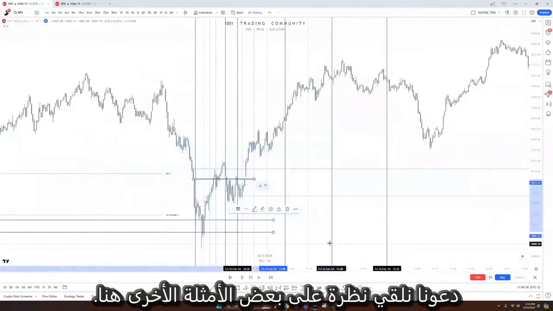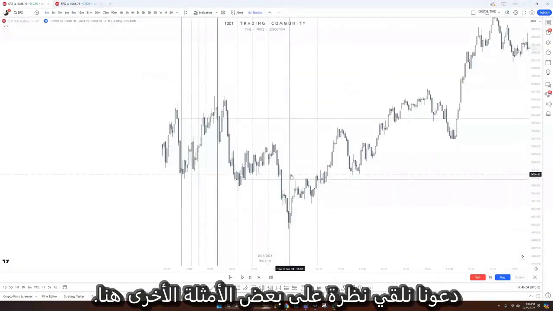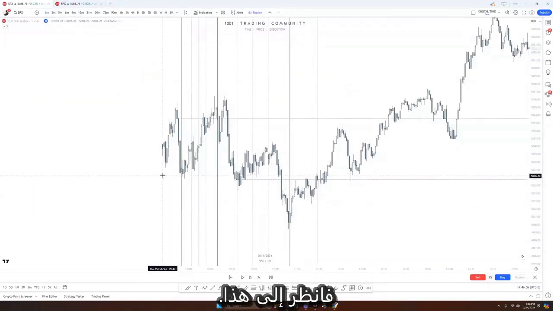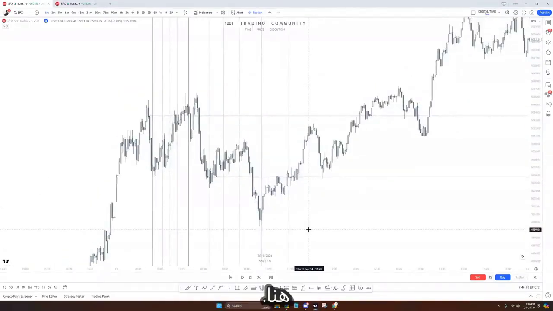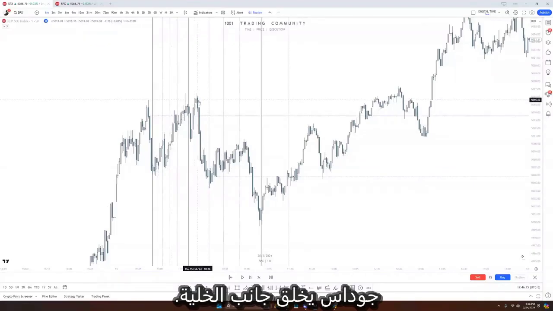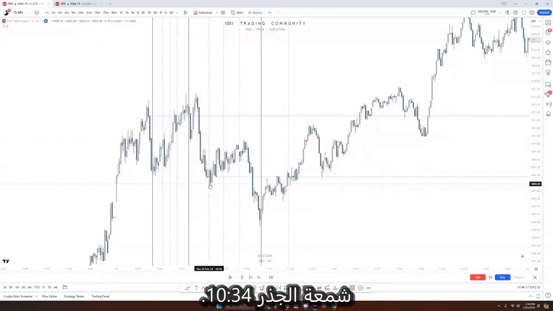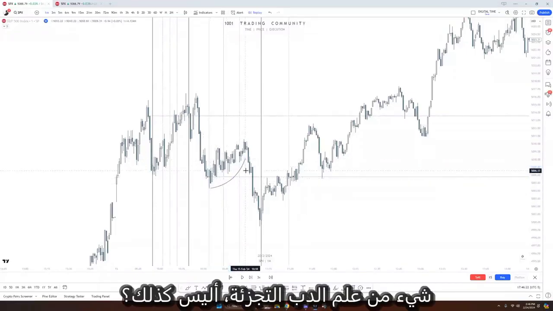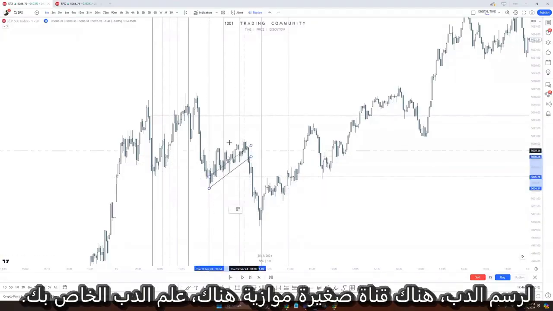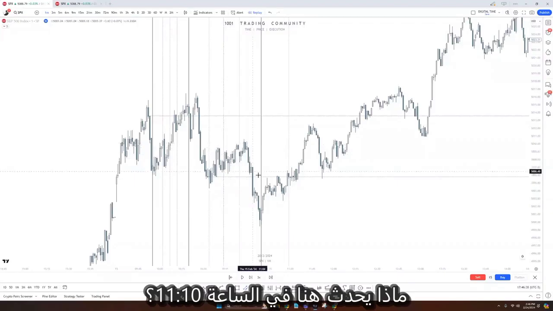Let's go through a couple more examples here. Different day, but look at this. What does Model 11 do now? Here. Judas creates sell side. Model 11 takes it out. 10:34 root candle. It creates sell side. A little bit of a retail bear flag, right? We draw a parallel channel there. Your bear flag. What happens here at 11:10?